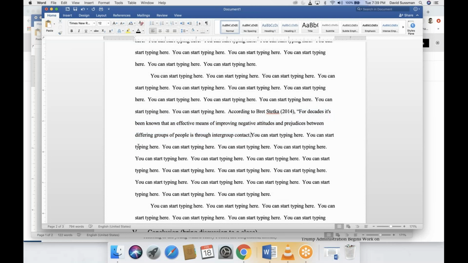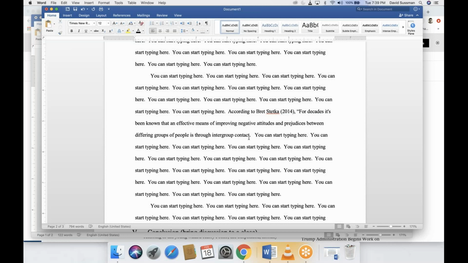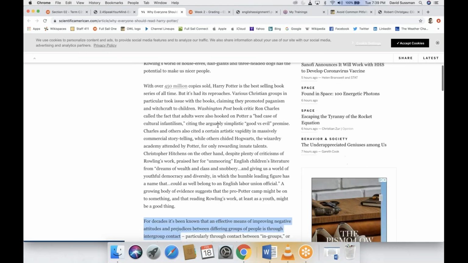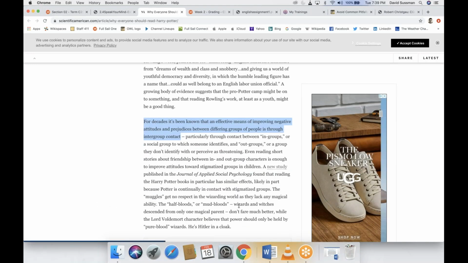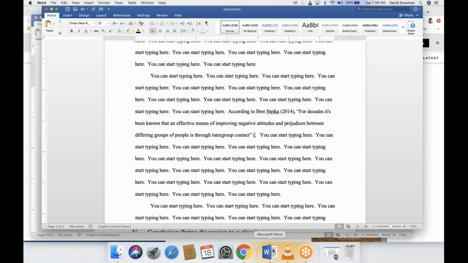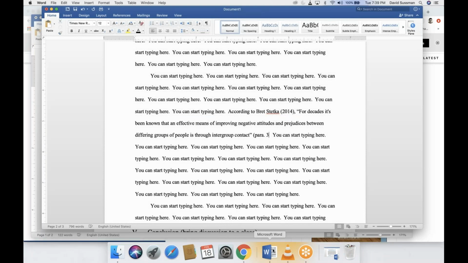Okay. So according to Brett Stetka, quote, here's the end of the quote. And then we have to have another set of parentheses where we identify the page or paragraph number. Now these articles are all online, so they're going to be paragraph numbers where you count the paragraphs. 1, 2, it's in paragraph 3. Okay, so we use the abbreviation para, all lowercase, period, space, 3, end parentheses, period.